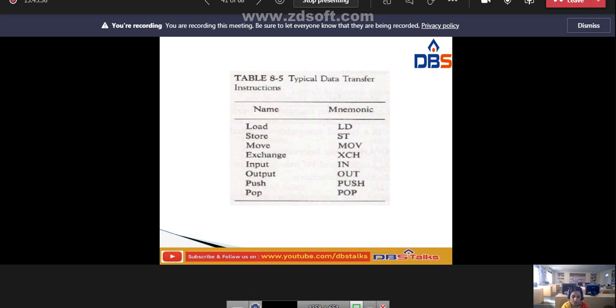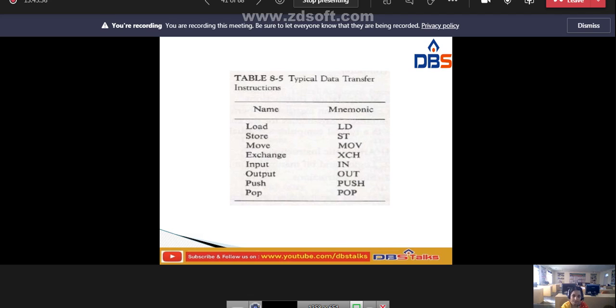What is meant by input and output? Input and output instructions transfer data between processor registers and input and output terminals. Next coming to push and pop. Push and pop instructions transfer data between processor registers and the memory stack. Different computers use different mnemonic symbols to differentiate the addressing modes. For example, we are considering a load to accumulator instruction when used with eight different addressing modes.